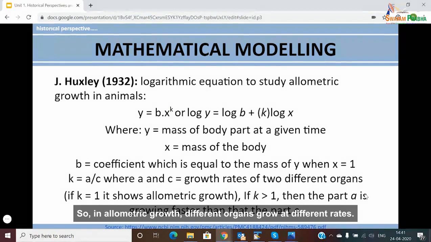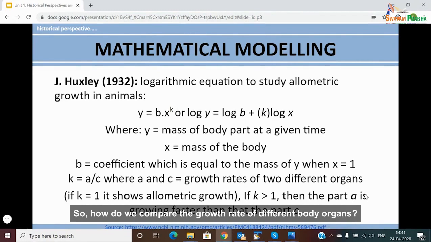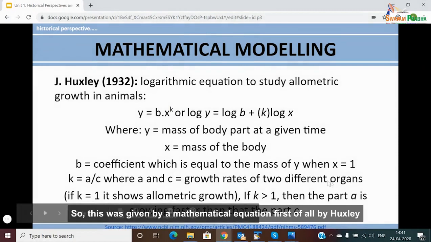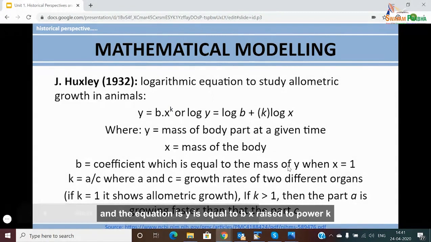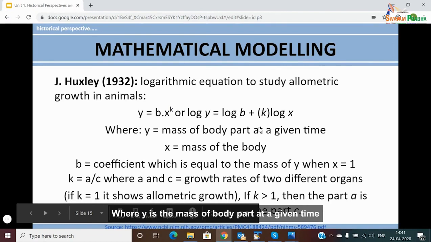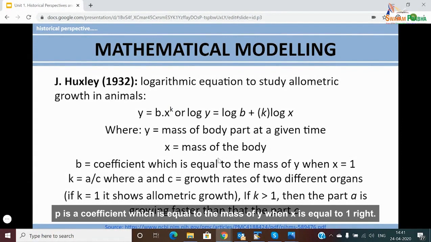So how do we compare the growth rate of different body organs? This was given by a mathematical equation, first of all by Huxley. And the equation is y = bx^k, or logarithmically log y = log b + k log x, where y is the mass of the body part at a given time and x is the mass of the full body. b is a coefficient which is equal to the mass of y when x is equal to 1. Right?